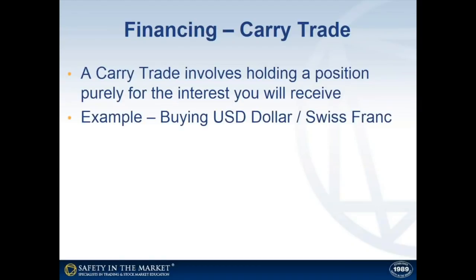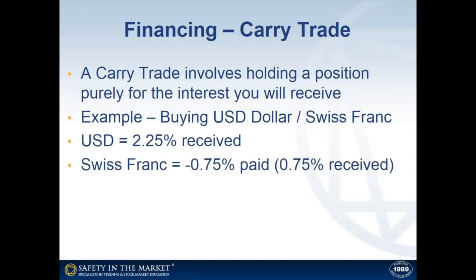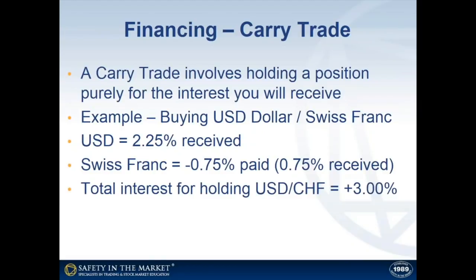Okay, an example is if you were buying the US dollar against the Swiss franc. We saw US interest rates at 2.25% and Swiss franc interest rates at negative 0.75%. Okay, so you'd be paying negative 0.75%. In actual fact, you'd be receiving 0.75%, and that adds up to a total of plus 3% just for holding that currency. That would be a carry trade if you decided, I'm just going to buy this and hold it for the interest.